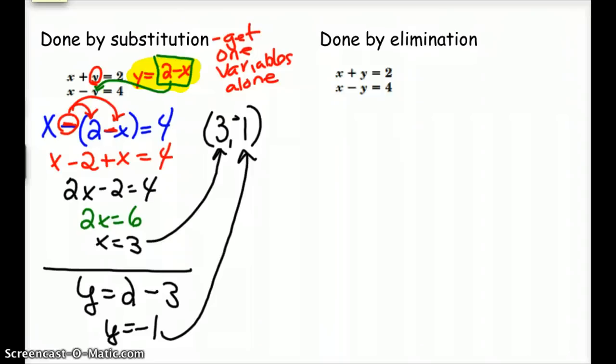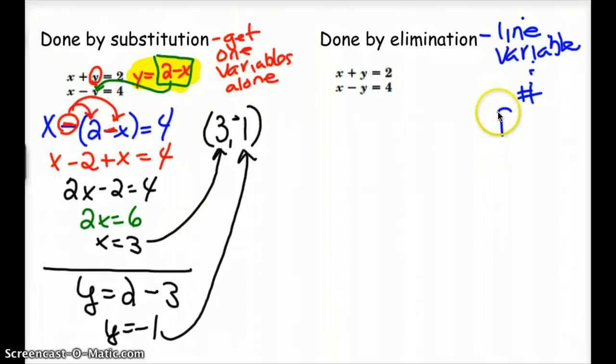We could also solve it using elimination. When you're using elimination, you need to line up the variables and the numbers. See how things are lining up here? My x's are lining up, my y's are lining up, and my numbers are lining up. And then I always tell my students, read down.